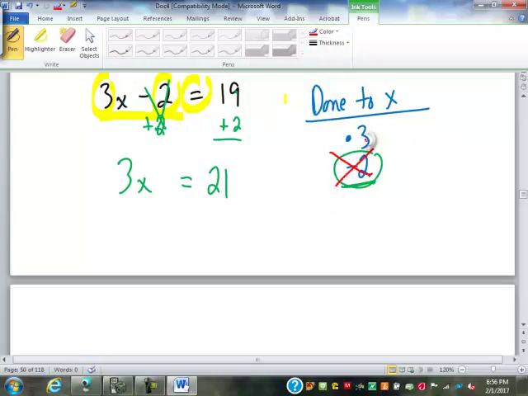Now we have to get rid of the multiplying by 3. We're going to do that by dividing by 3. So that 3 is gone. Leaves us with x. We have to divide the other side by 3. So 21 divided by 3 is 7.